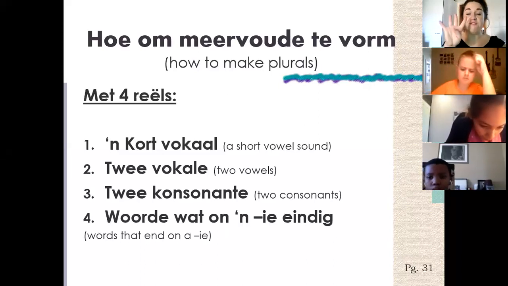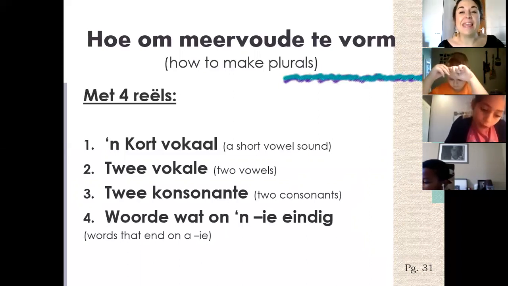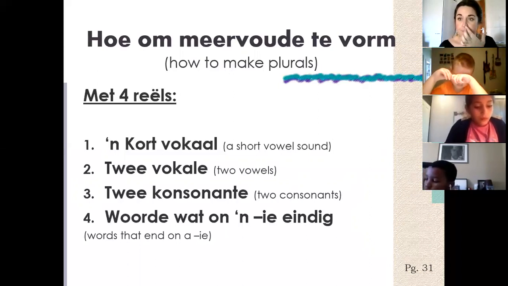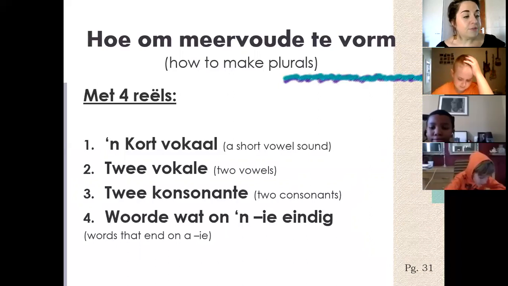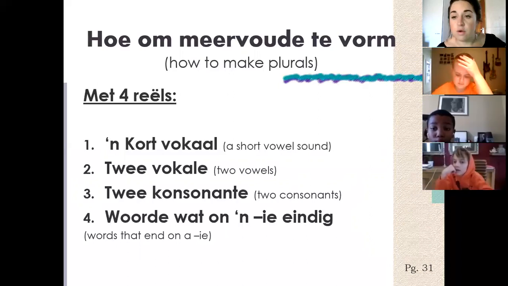And then number 4, woorde wat op by I eindig, woorde op I. You're going to underline that in your book. Woorde op I. Okay, you with us, Josh? I'm confused. Okay, those 4 dots in the block that says onthou, you're going to underline those dots.